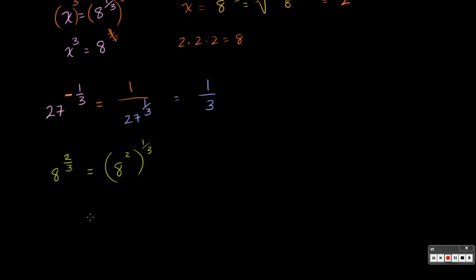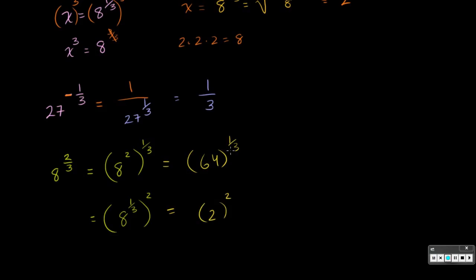You could view it the other way. This should also be equal to 8 to the 1/3 power squared. Because either way, when I multiply these exponents, I get 8 to the 2/3. Let's verify for ourselves that we really do get the same value. So 8 squared is 64. We're going to take that to the 1/3 power. Down here we have 8 to the 1/3. We already figured out what that is. That's 2, because 2 to the 3rd power is 8. So this is 2 squared.